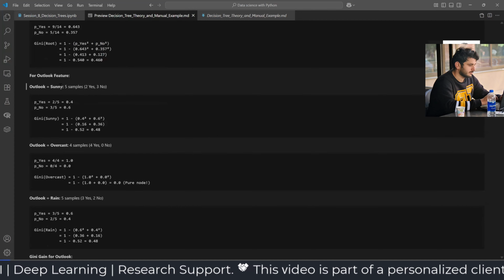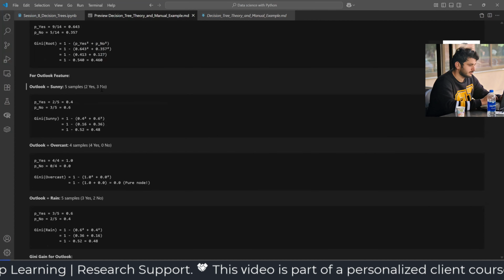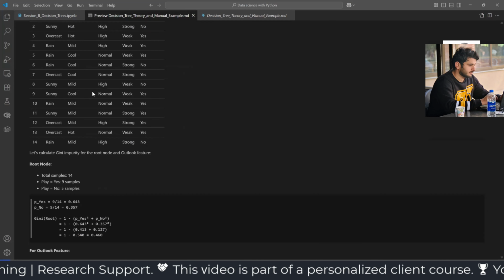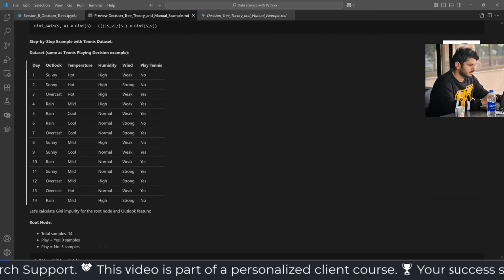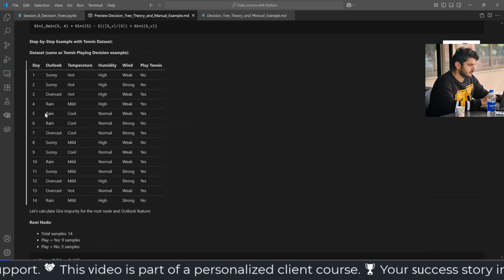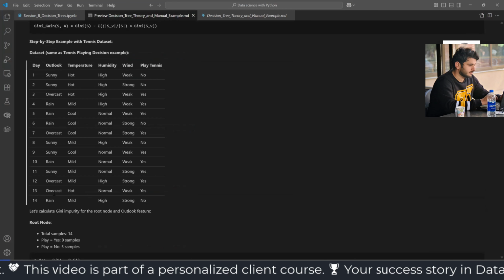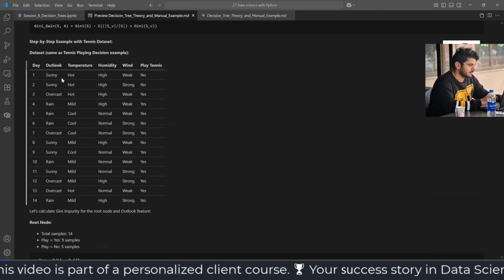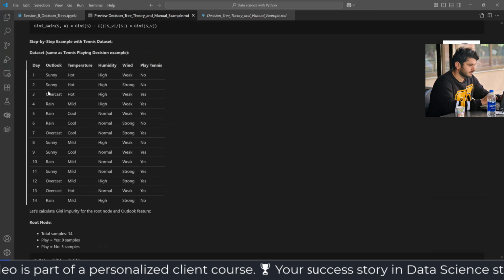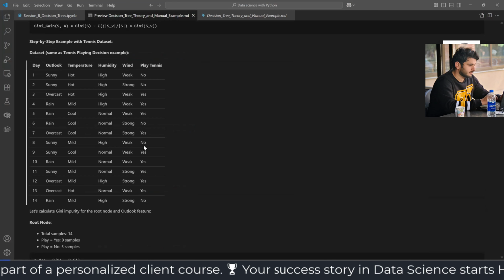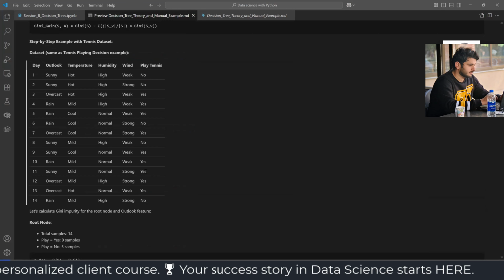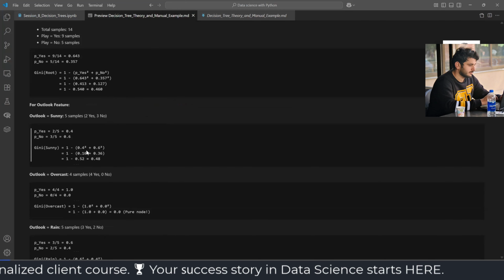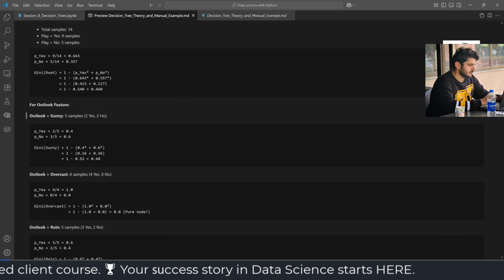Okay, now in Sunny, we have 5 samples, two are yes and three are no. So if we go here in the Outlook column, we have classes like sunny, overcast, rain, and all that. And if we are talking about the sunny category only, we have two yes and three no's.